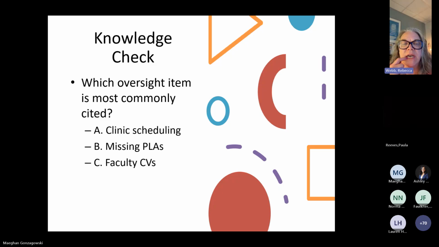All right, another knowledge check. Which oversight item is most commonly cited? Clinic schedules, missing PLAs, or faculty CVs? Awesome. I know my knowledge checks are easy, but you will remember that knowledge check. So go ahead, next slide.